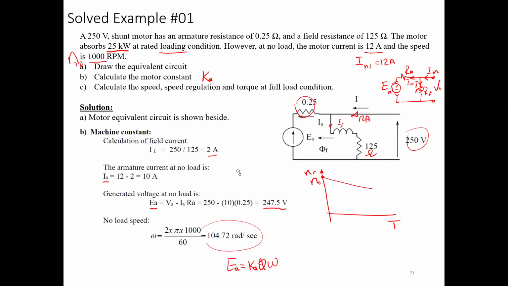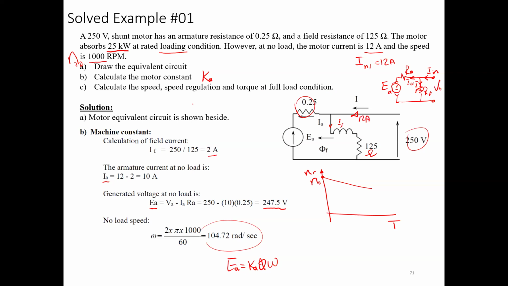Part C, we need to calculate the speed regulation and torque at full load condition. So we have the full data at no load, so we use the full data at no load to get the motor constant Ka. In order to continue calculations here in part C, we need to use the Ka.